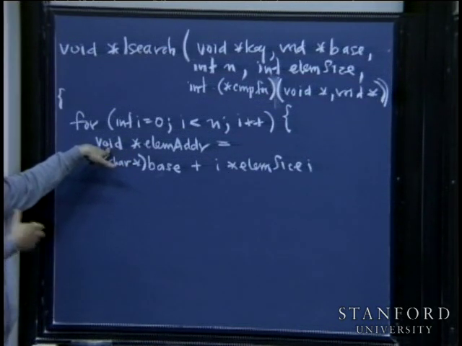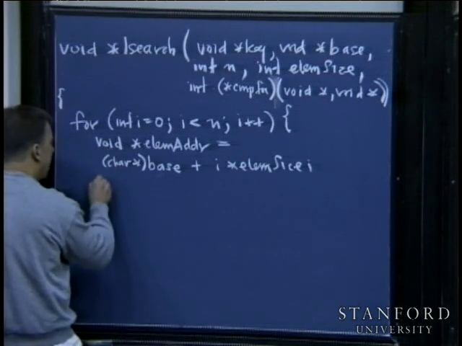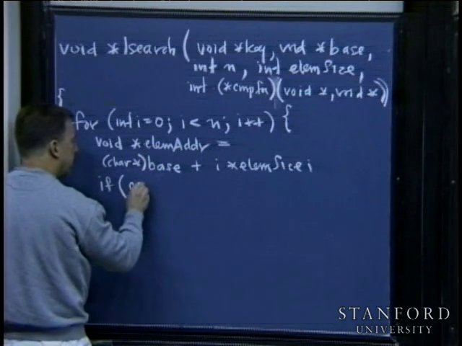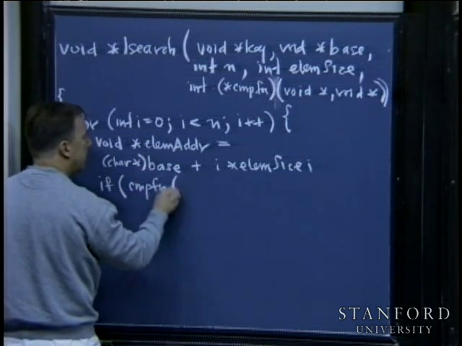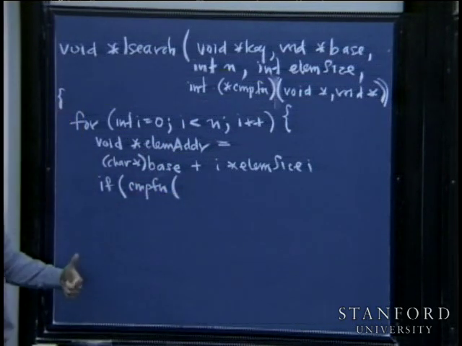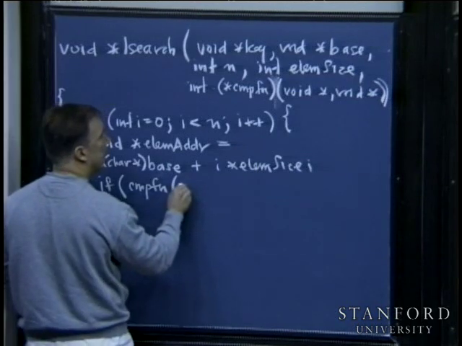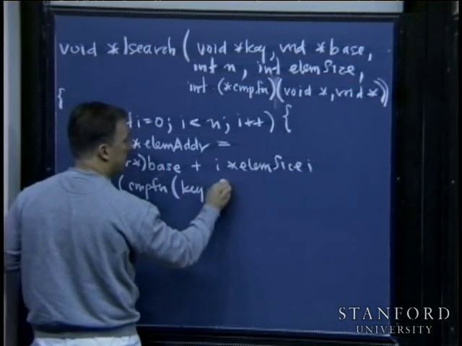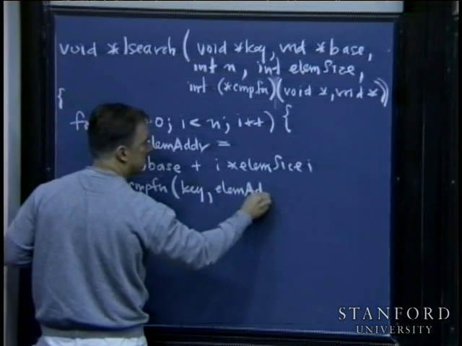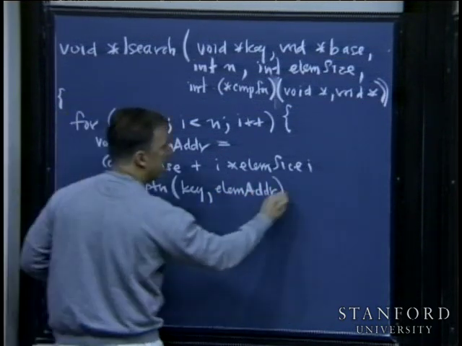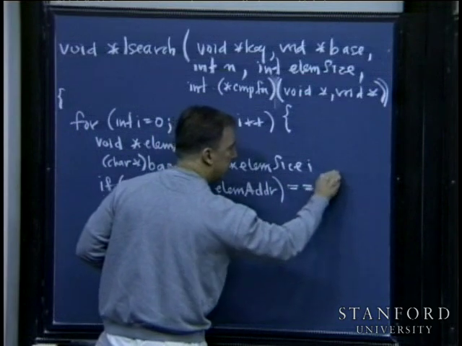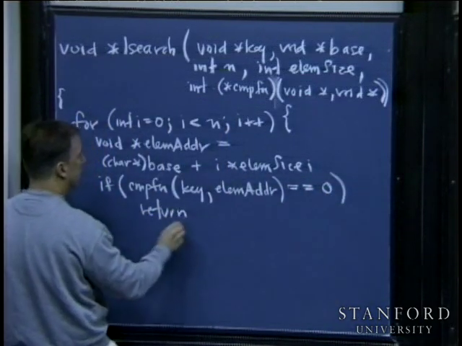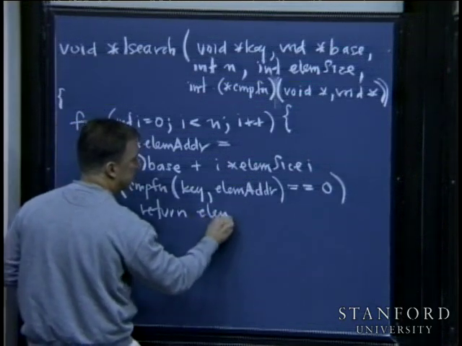It's willing to take on any pointer type. If after you do this, you use the comparison function written by the client that knows how to compare the things that reside at these addresses, pass in key, pass in elemAddr, and if that comes back with a match of 0, then go ahead and return the pointer. So go ahead and return elemAddr.